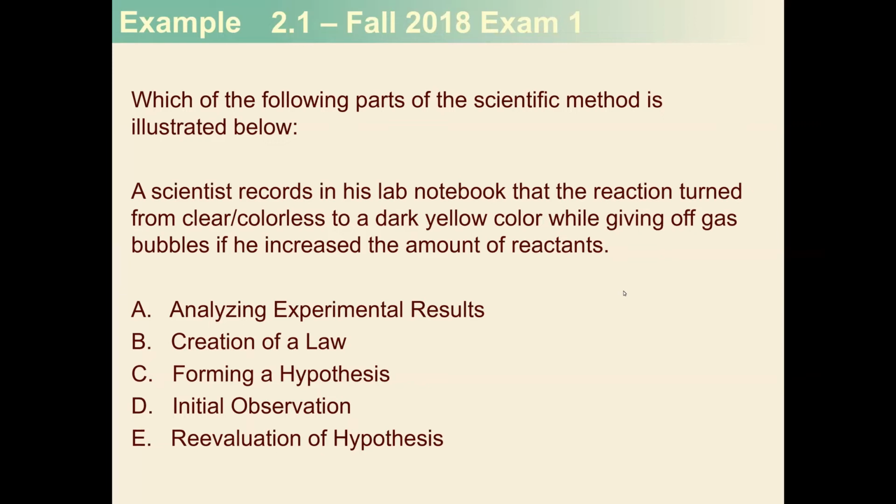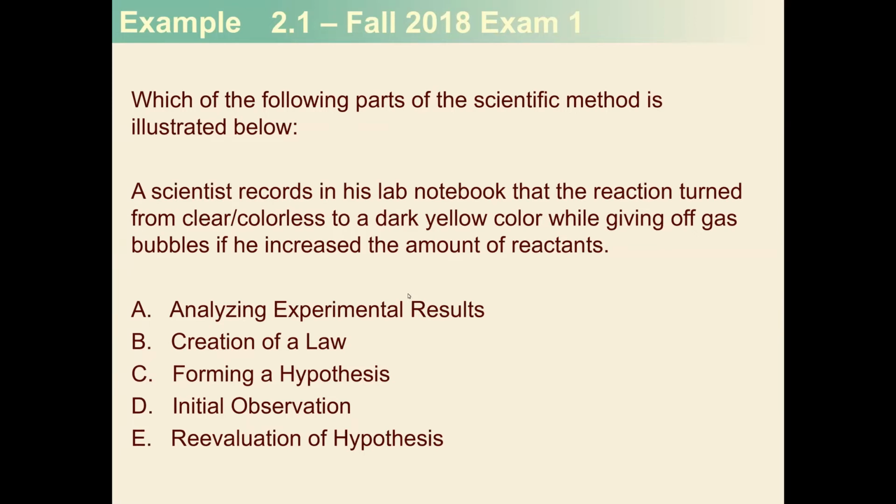Which of the following parts of the scientific method is illustrated below? A scientist records in his lab notebook that the reaction turned from clear and colorless to a dark yellow color while giving off gas bubbles if he increased the amount of reactants. So the question becomes, what do I have here? Well, I have A, which is analyzing my experimental results. B is creation of a law. C is forming a hypothesis. D is the initial observation. And E is the reevaluation of the hypothesis.